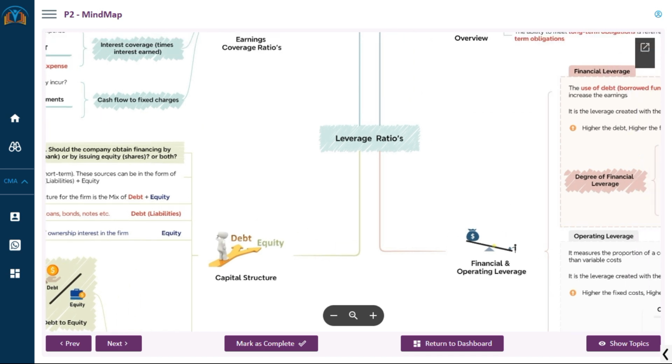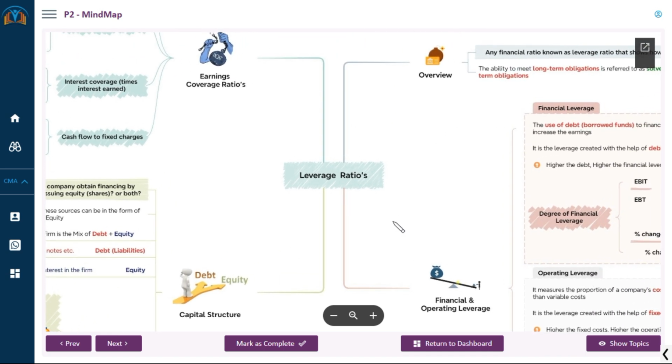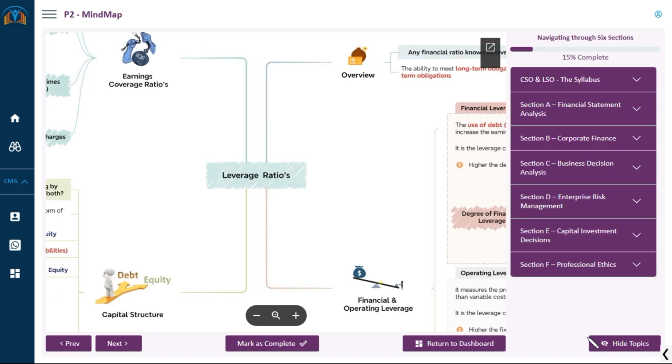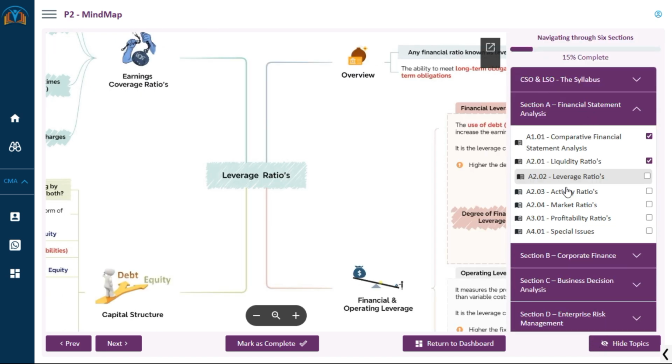So in leverage ratios, we have financial leverage and operating leverage. We have the earnings coverage ratio, and we have the capital structure ratio. So let us mark this topic as complete, and we'll proceed to the MCQ section of leverage ratio, so we can understand the leverage ratios more deeply. Without doing MCQs, success in the CMA examination is difficult. The most important thing is that you have to do MCQs and lots of practice in the MCQ section. So let us complete the leverage ratio.